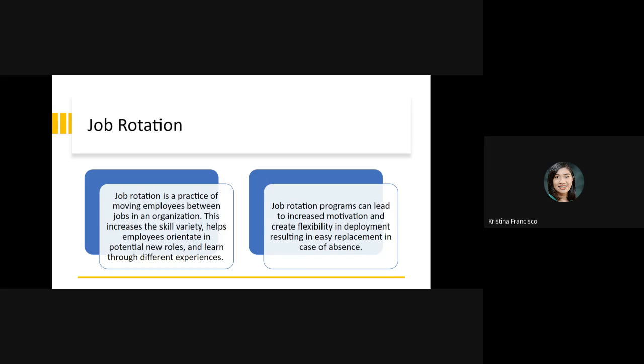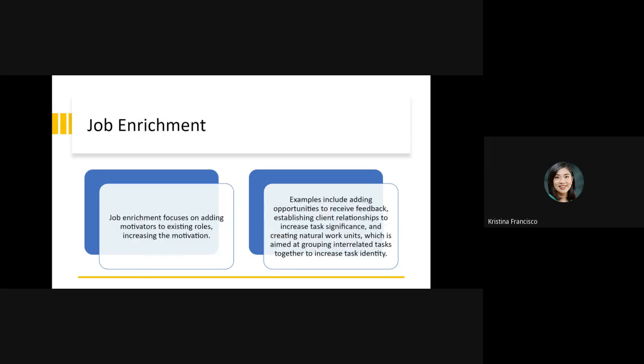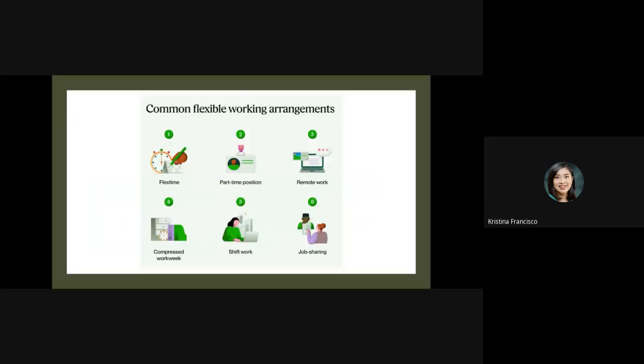After job rotation, we also have job enrichment. Job enrichment focuses on adding motivators to existing roles, thereby increasing motivation. So job enrichment is a process of building motivators into the job itself to make it more interesting and challenging, frequently through increasing autonomy. Examples include adding opportunities to receive feedback, establishing client relationships to increase significance, and many others.